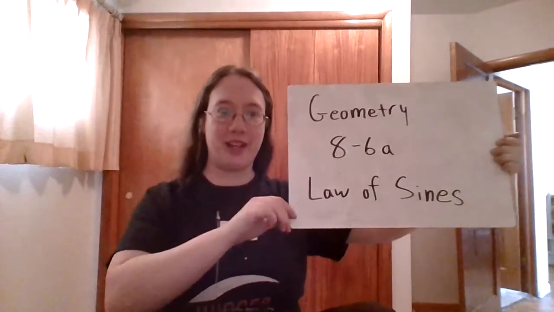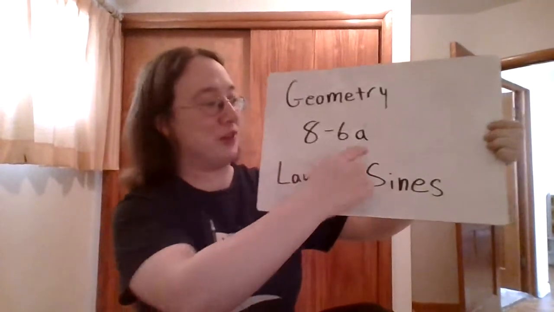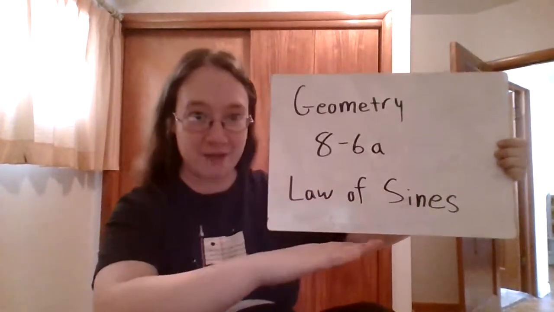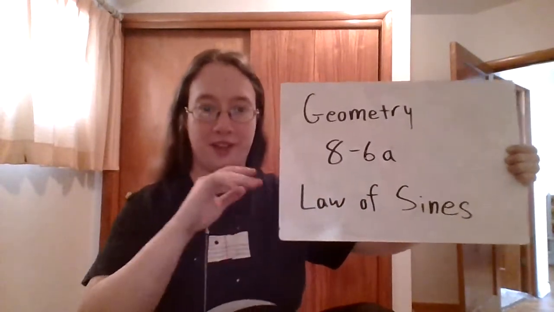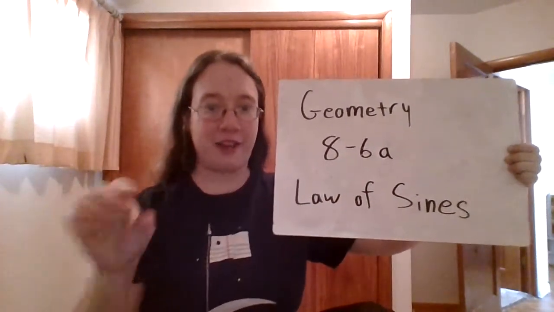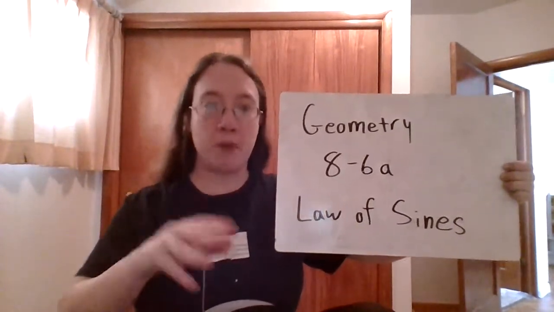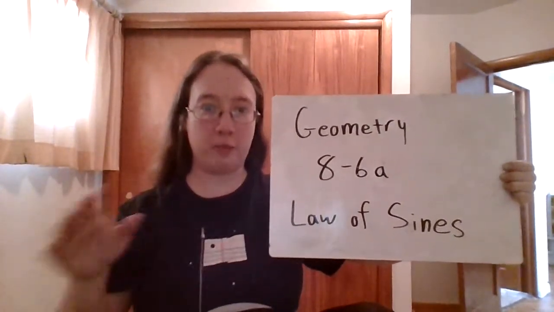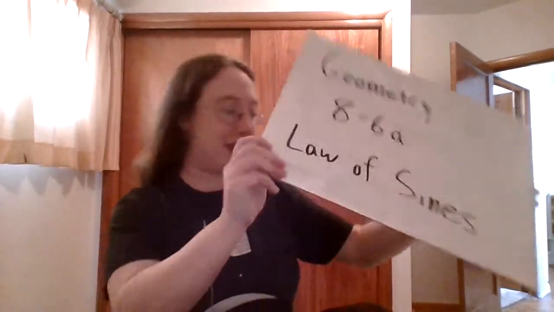Alright, hello geometry. So today we're looking at the law of sines, and you may have noticed if you're looking at the numbers, this is 8.6a. So I split this one up into 8.6a and 8.6b because this section is both the law of sines and the law of cosines, and neither of them is particularly awful, but they both get kind of long, so I figured I'd split that up into two videos and two assignments. So we're looking at the law of sines first.